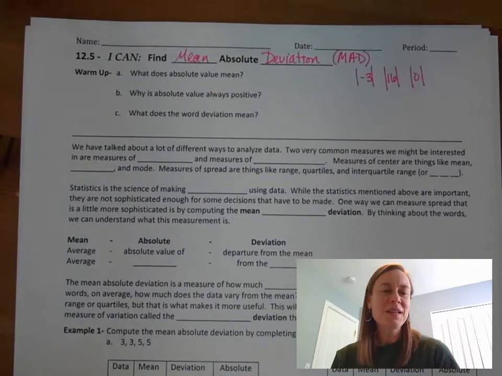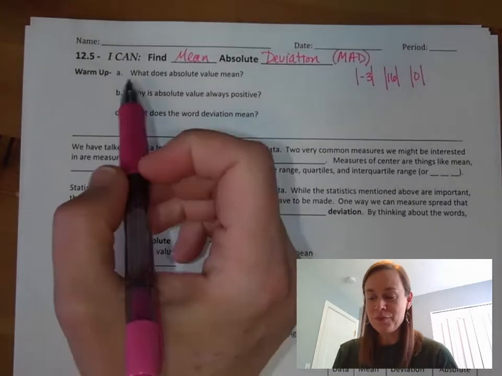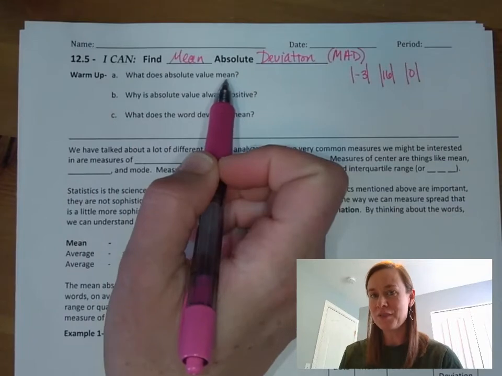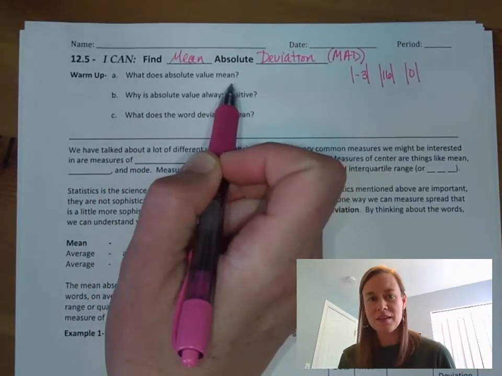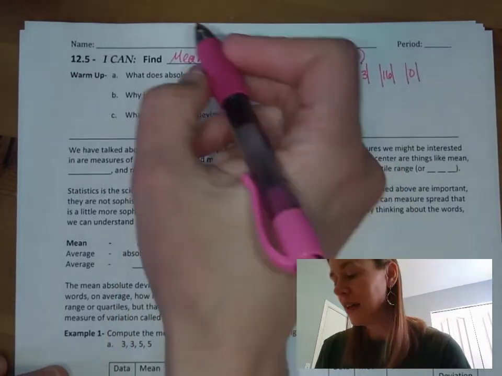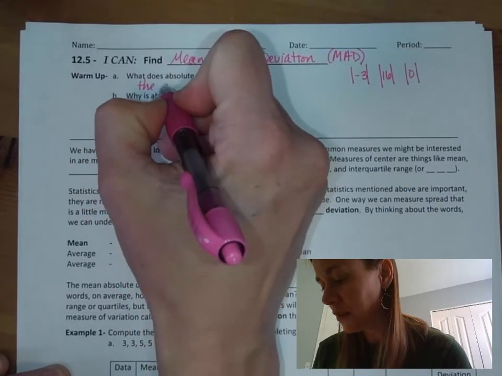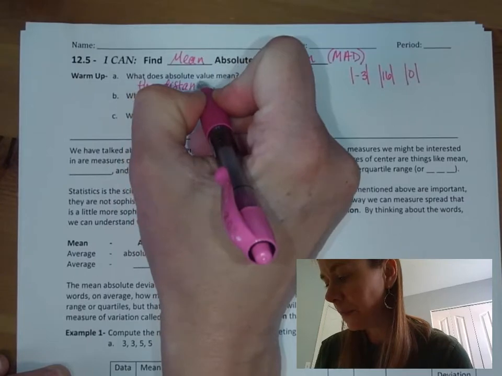First of all, as a warm-up, let's talk some about absolute value. I don't believe we've done a whole lot of absolute value in our class so far this year. So first of all, what does absolute value mean? The definition of absolute value is the distance from zero. So that's what it means, the distance from zero.